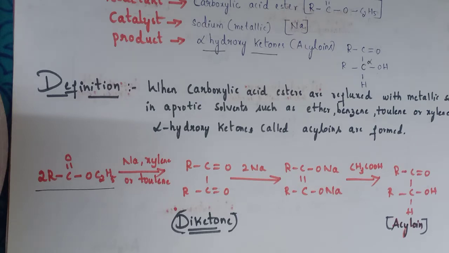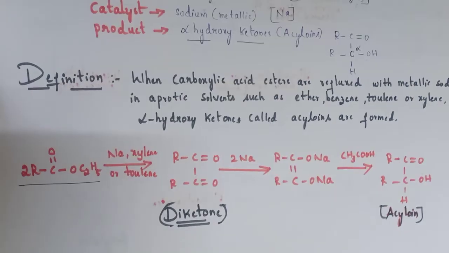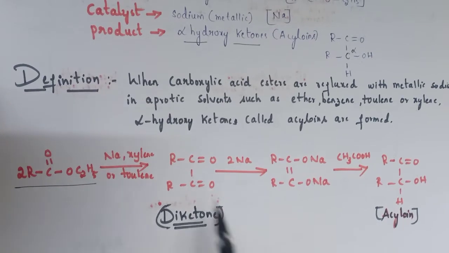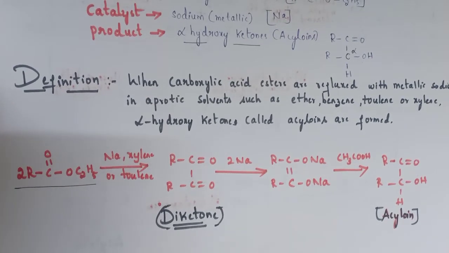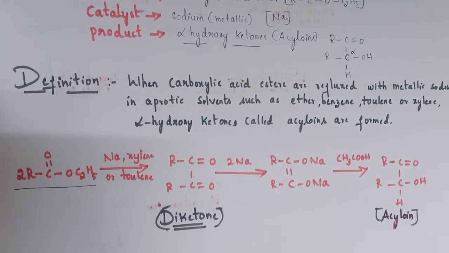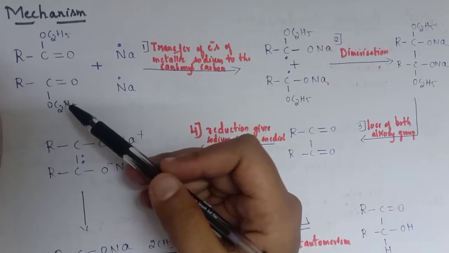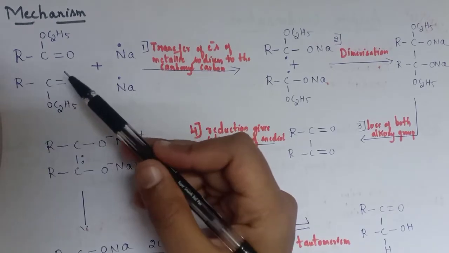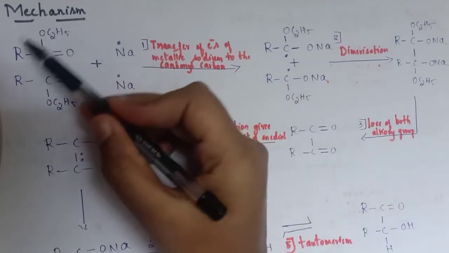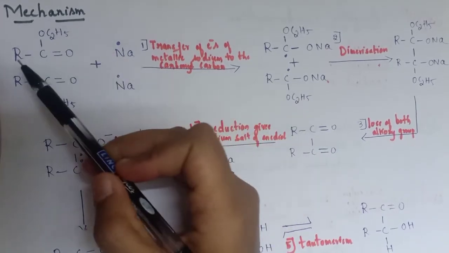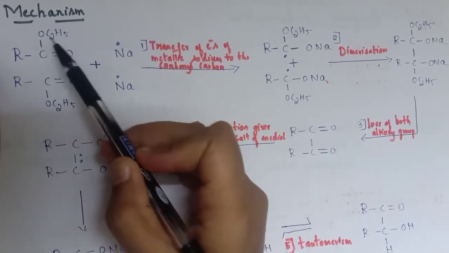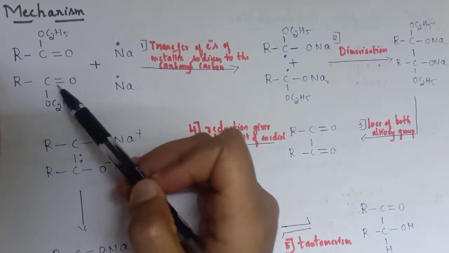So let's study the mechanism now. One thing you have to remember is that there is a formation of diketone before the formation of acyloin. Here the reaction occurs in 5 steps. Let's study it now. As you can see, here are 2 moles of carboxylic acid ester, RCOOR and RCOOR.